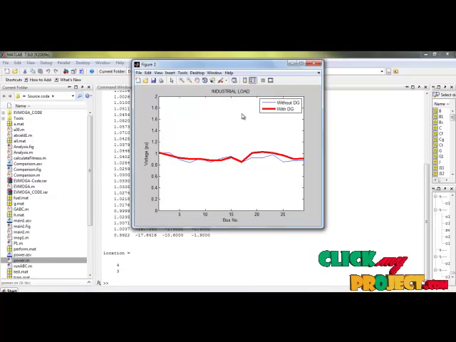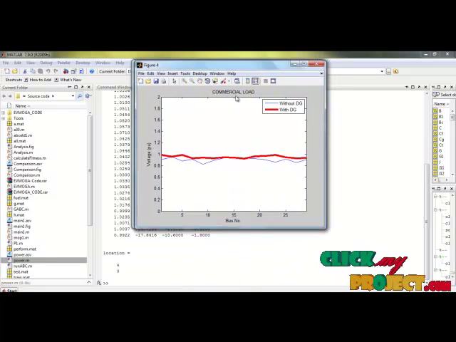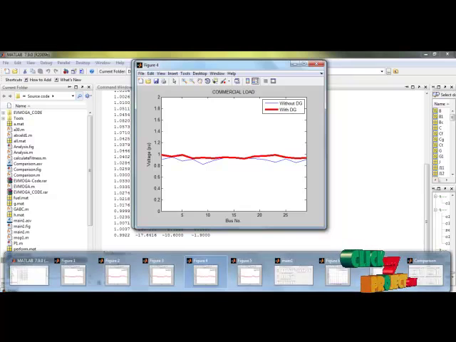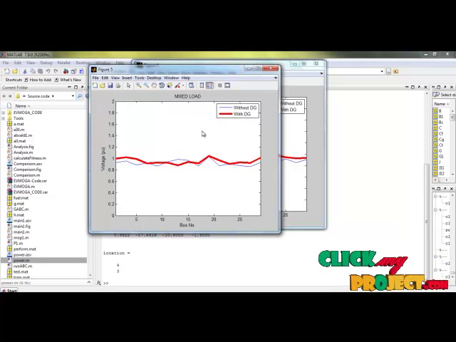Next, industrial load. Here also we are calculating without distributed generation and with distributed generation. Then for residential load, and then for commercial load, and finally for mixed load. So we are calculating and initializing for 5 loads.